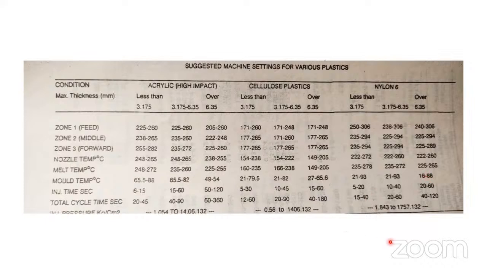So the pressure required here, 1757. See here, 1406. See here, 140. Therefore, this has a lower pressure, and this has a higher pressure, because for nylon 6 you have to apply more force, more injection pressure.